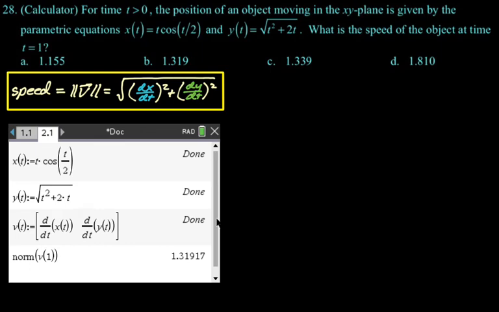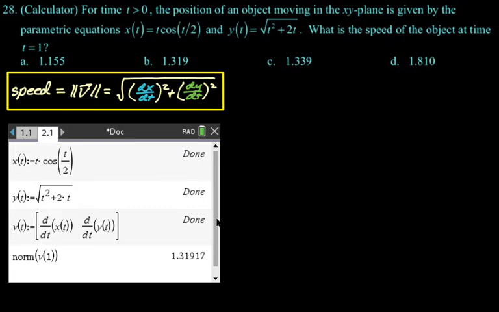So I would define x of t, I would define y of t, and then I would define v of t. That's pretty annoying to do, but I do it all the time. So v of t is just the vector dx/dt, or the derivative of x with respect to t, comma, the derivative of y with respect to t. I have a lot of videos where I do stuff with vectors on the calculator, so you can seek those out if you're not sure what I'm doing here. And then I just find the norm of v of 1, and I get 1.319.